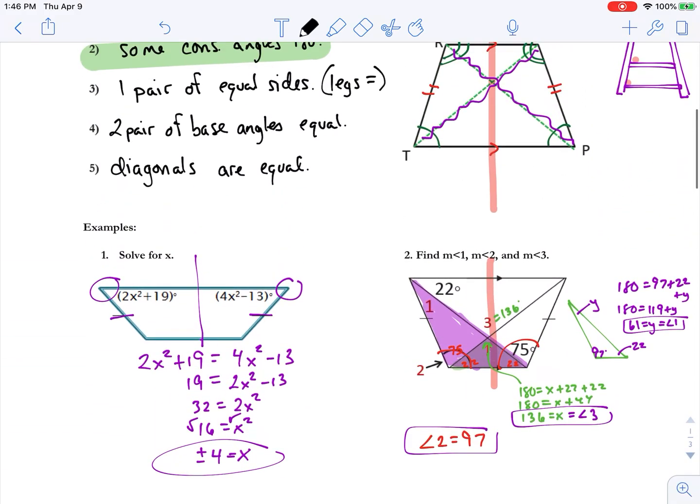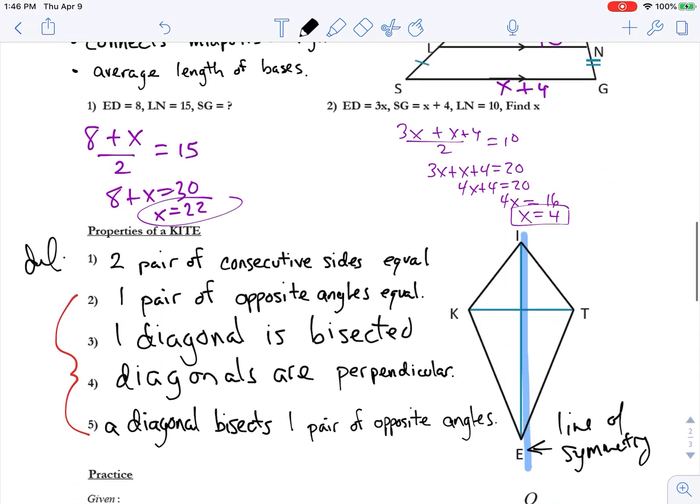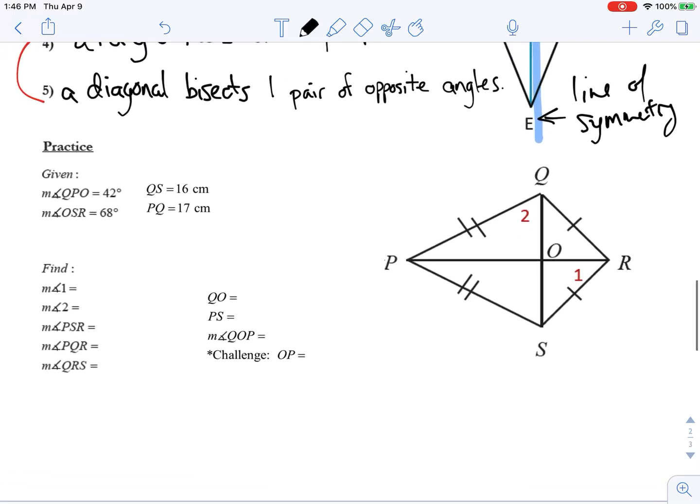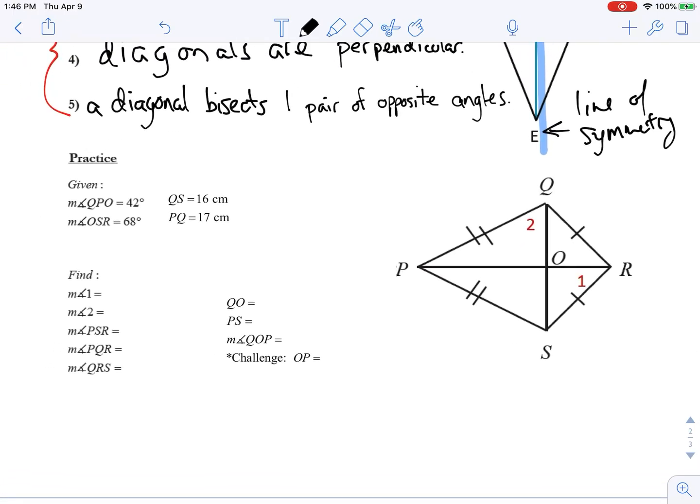All right, so a line of symmetry down the middle for a kite is going to help you. A line of symmetry down the middle for an isosceles trapezoid is going to help you minimize the amount of facts you're going to need to memorize. So let's do a couple calculator problems. A couple kite problems, I should say.